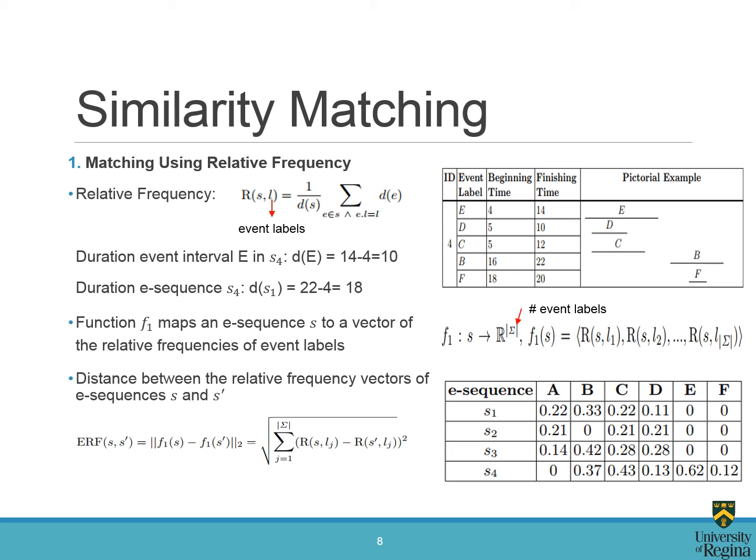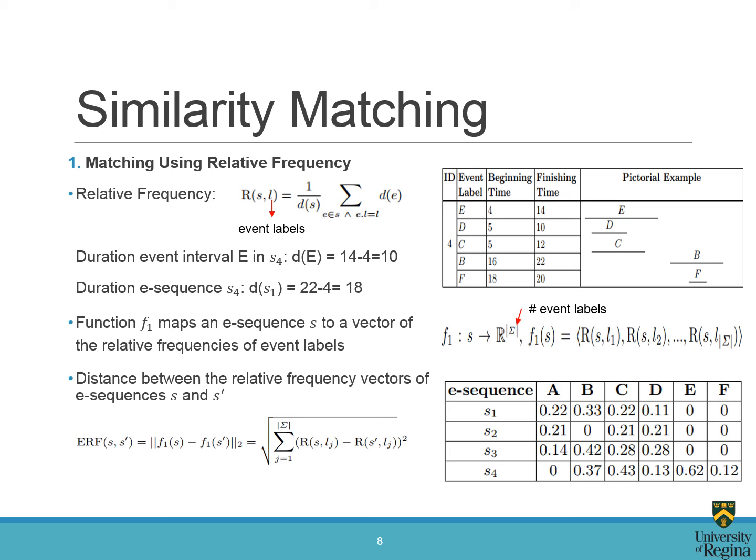The first method that we're going to propose is matching using relative frequency. So this is the formula that we use. In this formula we use the duration of the event interval and the duration of the E sequences. The duration of event interval E, for example, in sequence S4 is 14 minus 4. So we used finishing time minus beginning time of each event interval to get the duration of the event interval.